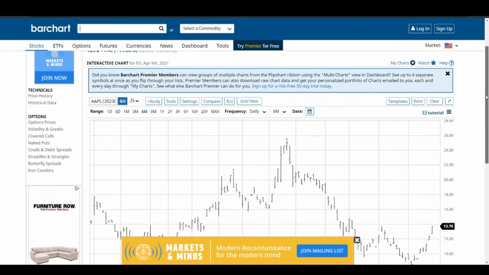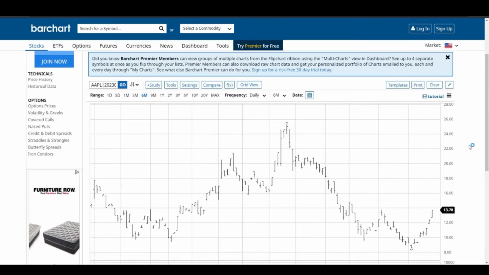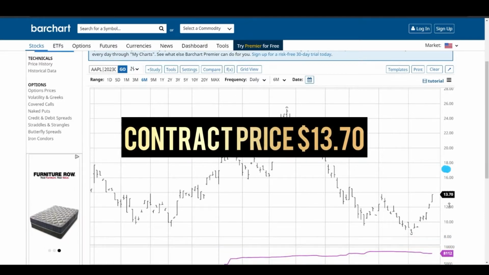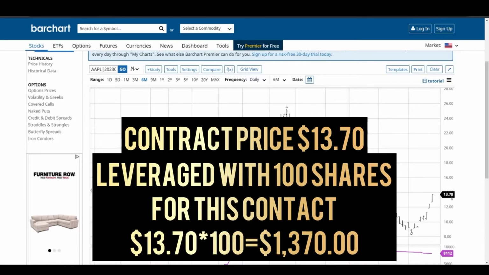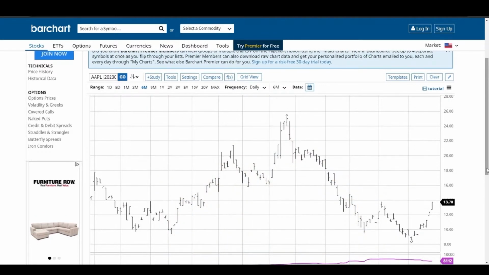So this chart is actually different than the chart that we were looking at on TradingView, because this chart is actually giving us the activity for the actual contract. As you can see, the current price of the contract is $13.70, which pretty much totals out to about $1,370.